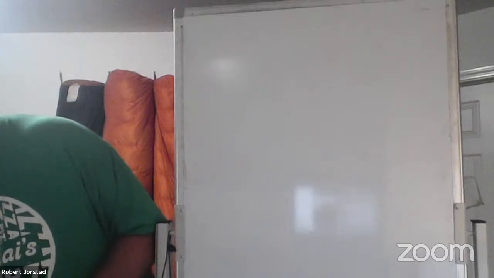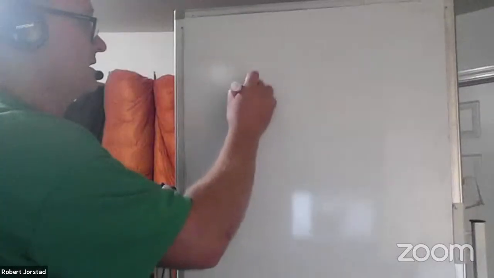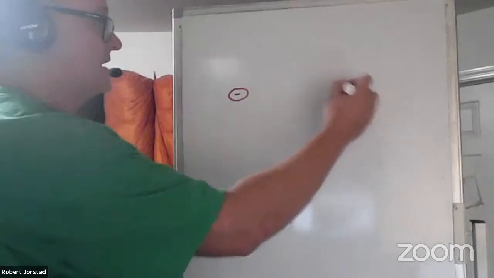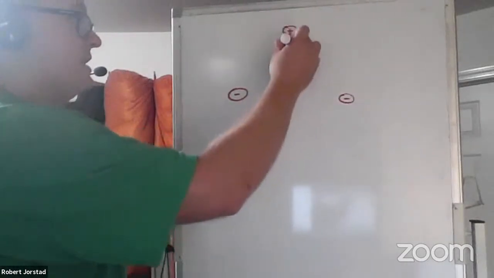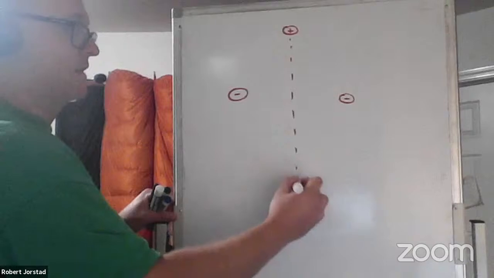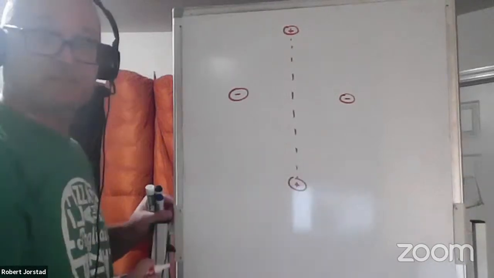I was looking at position, A cosine omega t. Okay, so if we had a minus sign and a minus sign here and a plus charge here, we know this thing is going to oscillate back and forth between these two positions, right?